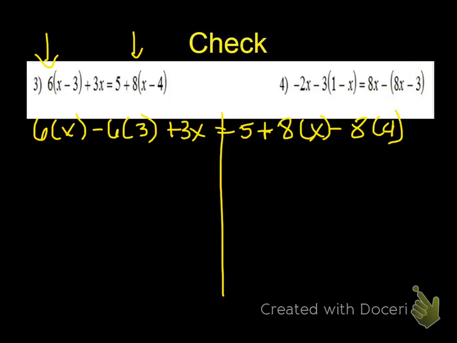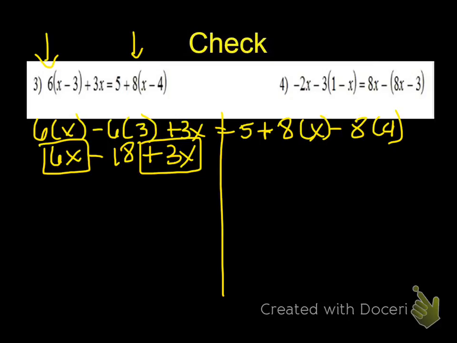Alright, now let's draw our line. Like I said, I'd simplify one side first, so let's just simplify the left side down as far as we can before we even start on the right side. 6 times x gives us 6x minus 6 times 3, which is 18, plus 3x. Let's go ahead and combine like terms on this side. We have 6x plus 3x is 9x, and then we've got the minus 18. This left side is simplified as far as it can before we can do inverse operations.